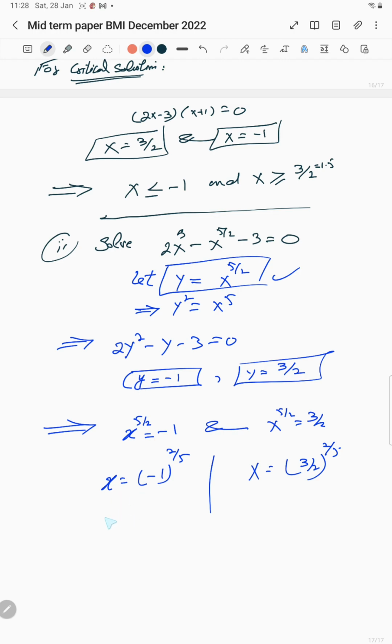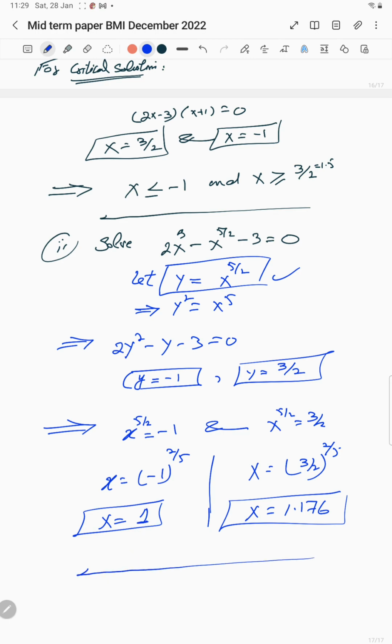So on the calculator I will get this 1, and here I will get 1.176. Use the calculator properly and you will get these two answers. So this is the end of the paper, 9709 paper mid-term. So this is the end.